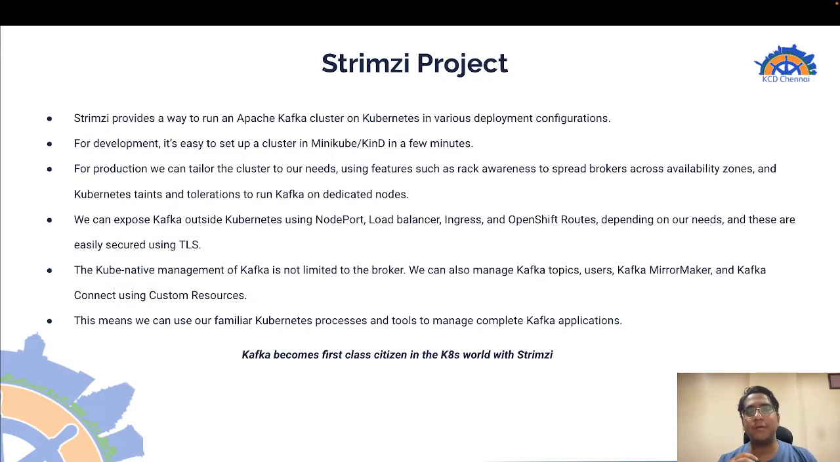So Strimzi provides a way to run a complete Apache Kafka cluster in Kubernetes. It provides lots of deployment configurations. For development, it's as easy as just running it on a kind, and for production, it gives many capabilities such as rack awareness, deploying on different availability zones, applying taints, tolerations, making sure Kafka runs on dedicated nodes, all of those is possible.